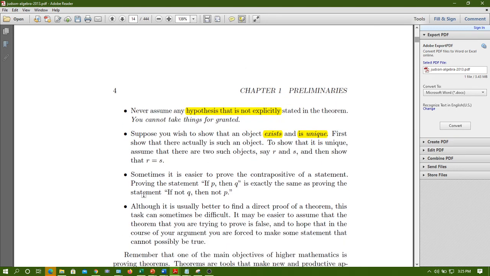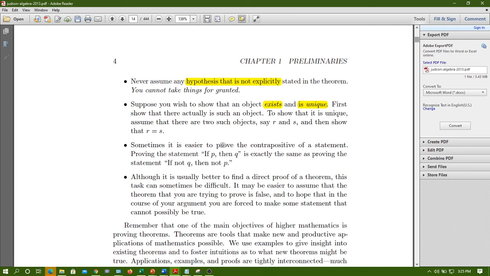Next, rule number 5. Sometimes it is easier to prove the contrapositive of a statement. So, what is a contrapositive? Can you remember the different statements in our logical reasoning? Contrapositive is number 4. So, it is easier to prove the contrapositive. Proving the statement if P then Q is exactly the same as proving the statement if not Q then not P. So sometimes we need to use the contrapositive of the statement in order to prove it.